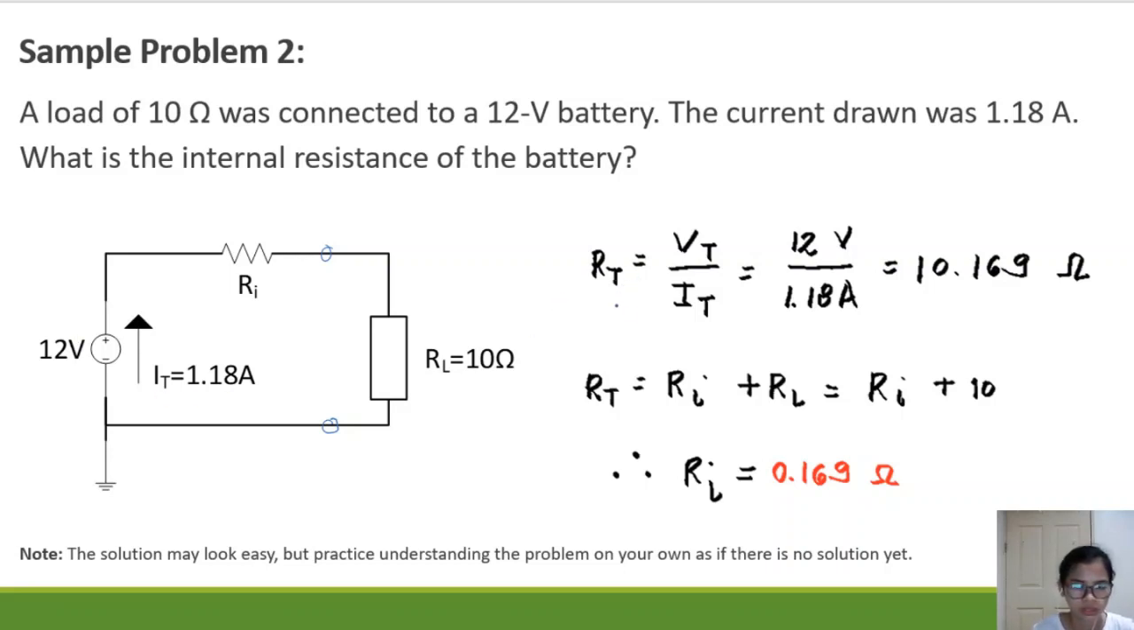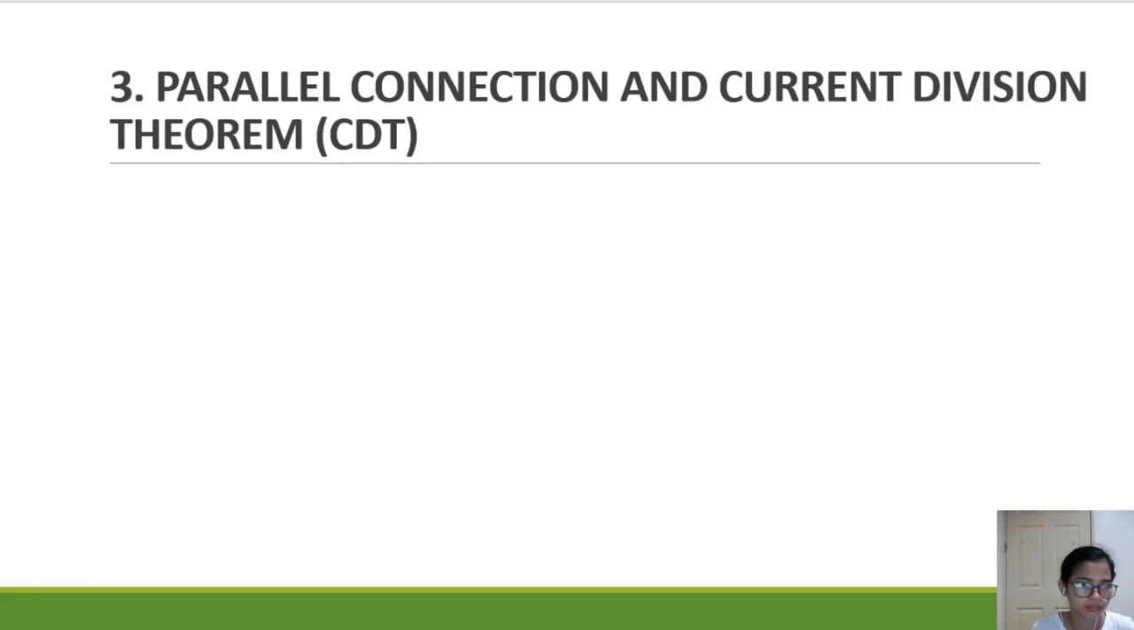With this solution, you have to solve for the total resistance because you have the total voltage and the total current. Now you can solve for RT, and we know that RT for a series circuit is just the sum of all the resistances. Then you can simply get RI, which is the difference between this total resistance and the load resistance. If you want a break, just pause the video, but I will continue right now.